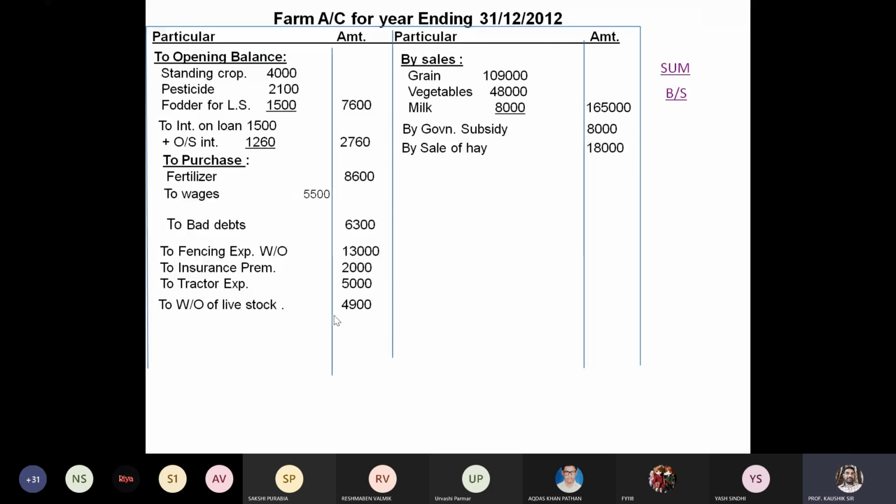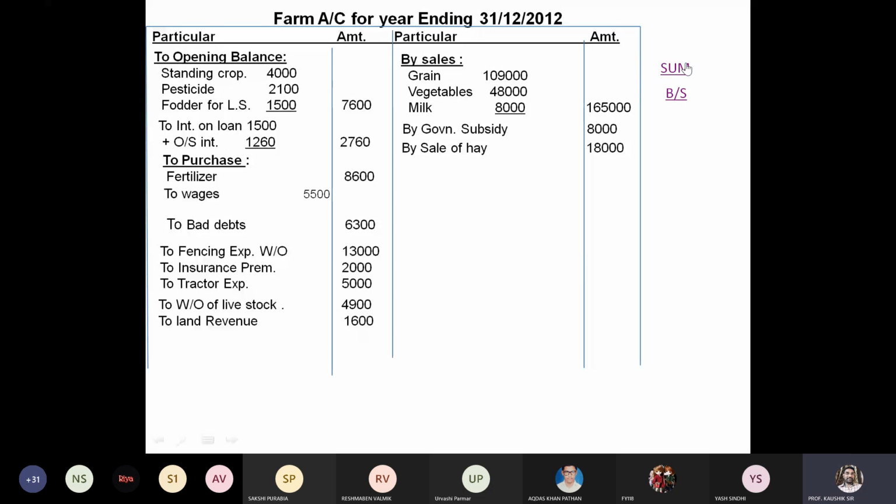A return of livestock 4,900, and then land and revenue 1,600. Land and revenue as the expenditure, debit side of the farm accounts. Go to the sum.